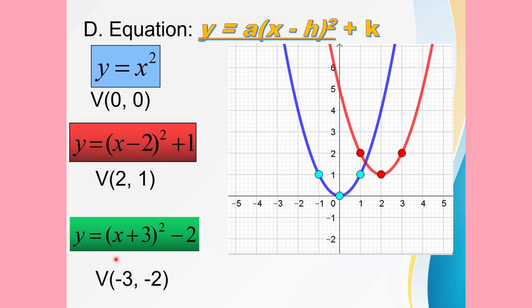Now, for the third quadratic function, since ang value ng h ay negative 3, so move to the left 3 units, and negative 2 yung value ng k, so move 2 units downward. So, yung blue ulit na point, move to the left, 1, 2, 3, and then 2 units downward, 1, 2. So draw the point in here.